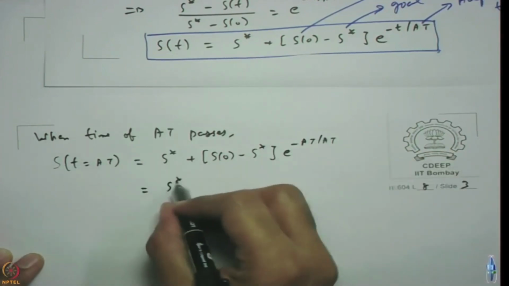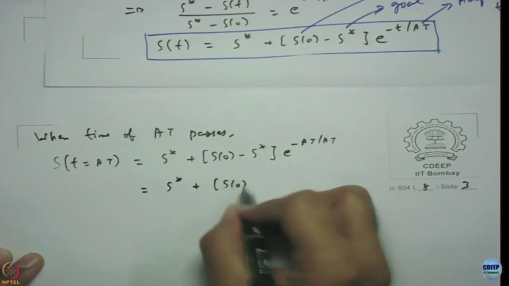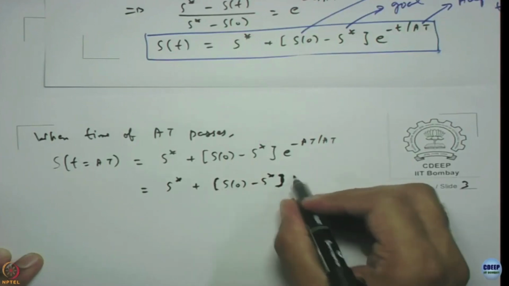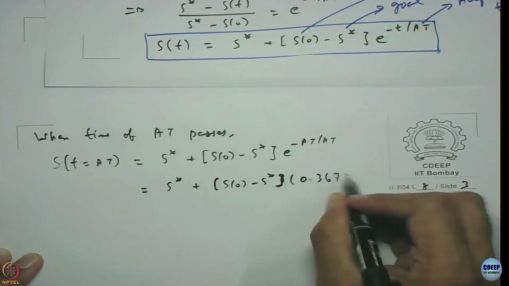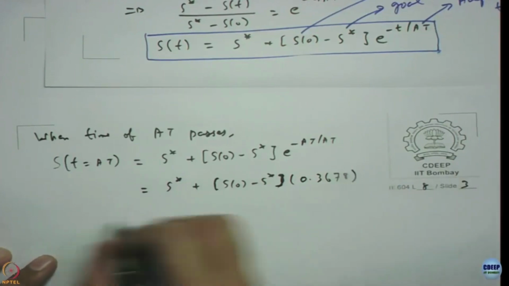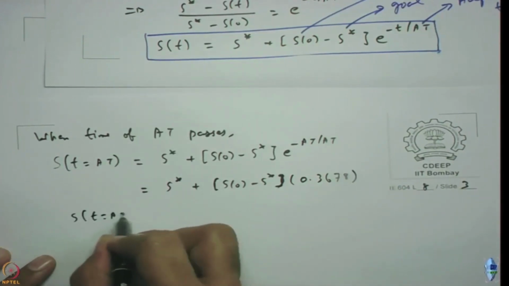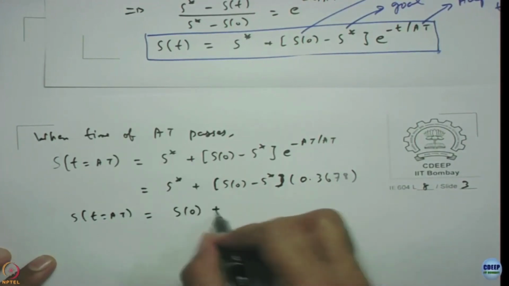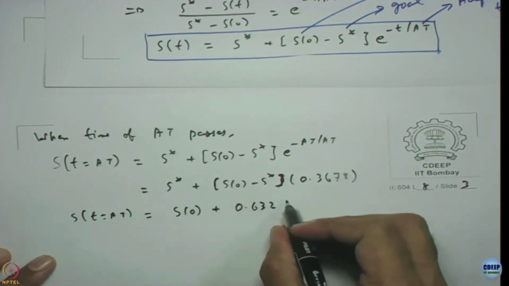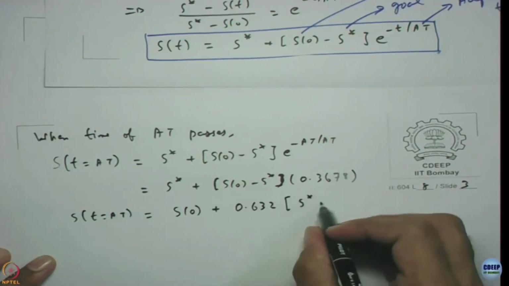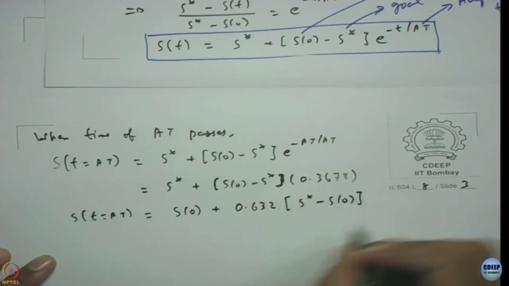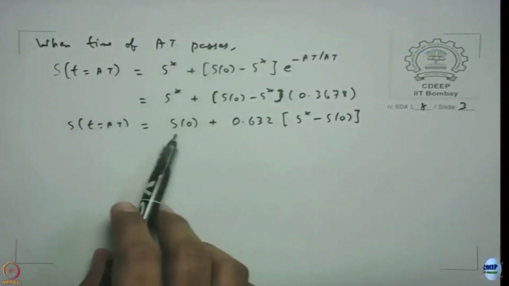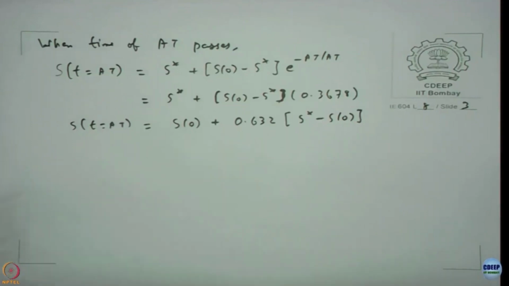which gives s star plus s naught minus s star into 0.3678, e power minus 1. So, s at time t equal to at will be s naught plus 0.632 times your s star minus s naught. As time unit of AT passes, we adjust 63% of the discrepancy.